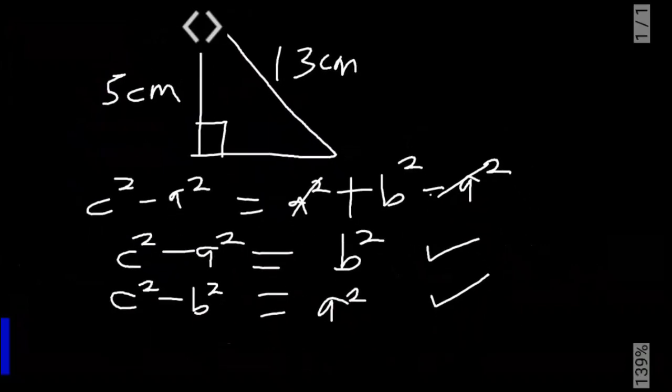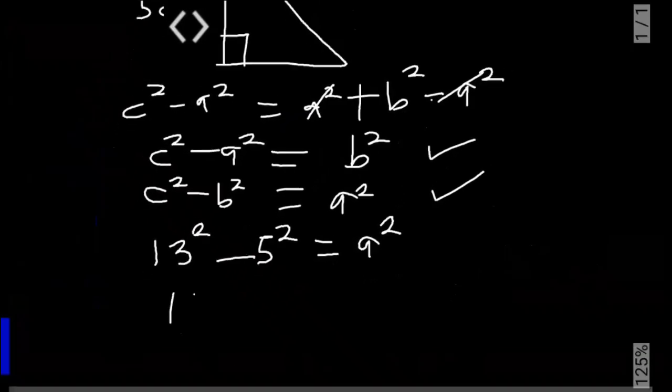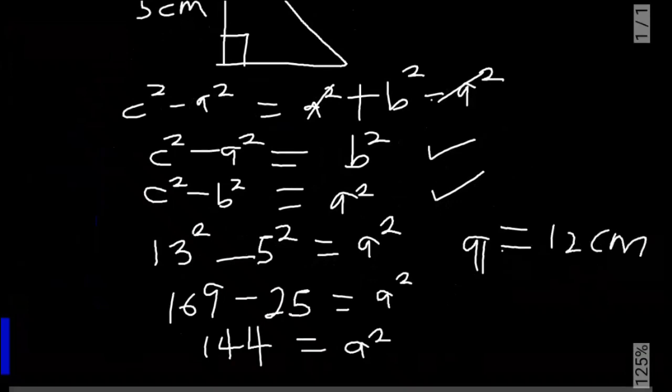Let's pick any one of them. To get the missing side here, we have 13 squared, which is our hypotenuse side, minus the other side, 5 squared, which is b squared. So 13 squared is 169, minus 25, equal to a squared. 169 minus 25 is 144, which is equal to a squared. So the square of what number is 144? The number is 12. So a is equal to 12 centimeter. Our missing side is 12 centimeter.